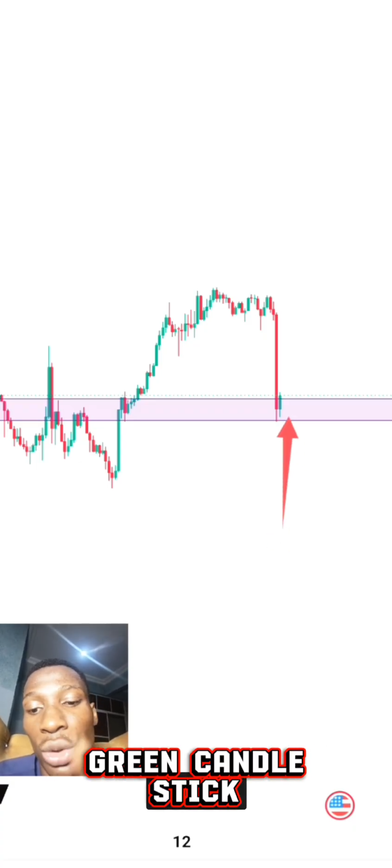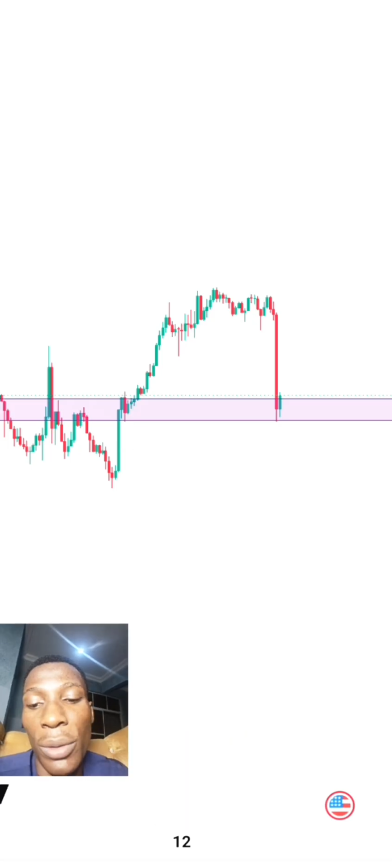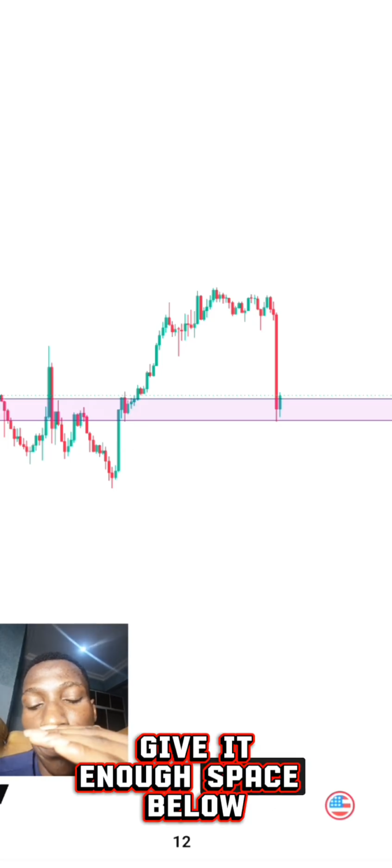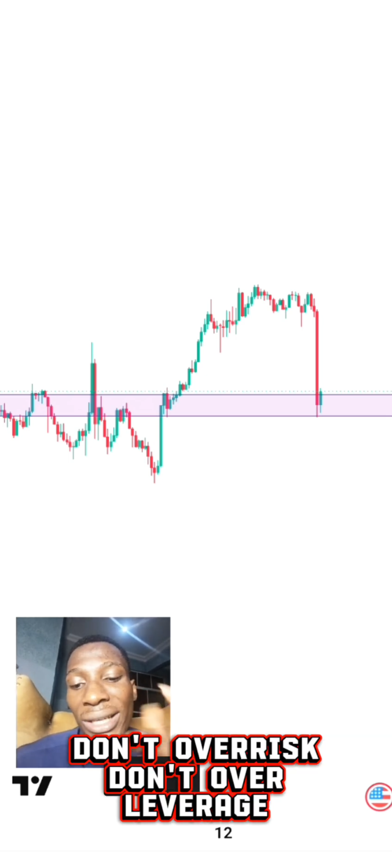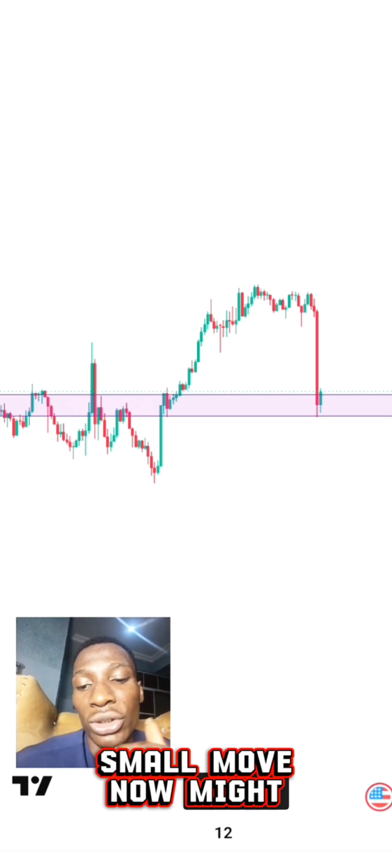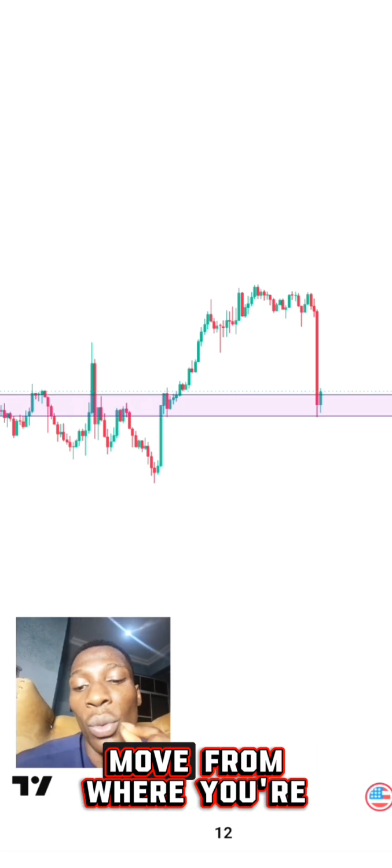So the red candlestick closed, and next thing that was formed is our green candlestick. So we're going to put our stop loss below this wick right here. So put your stop loss, make sure that you give it enough space below. Don't just force a tight entry. That's why it's good to always risk what you can afford to lose. Don't over risk, don't over leverage, because any small movement might just take you out. Do you understand? In case price doesn't move from where you're expecting it to move.